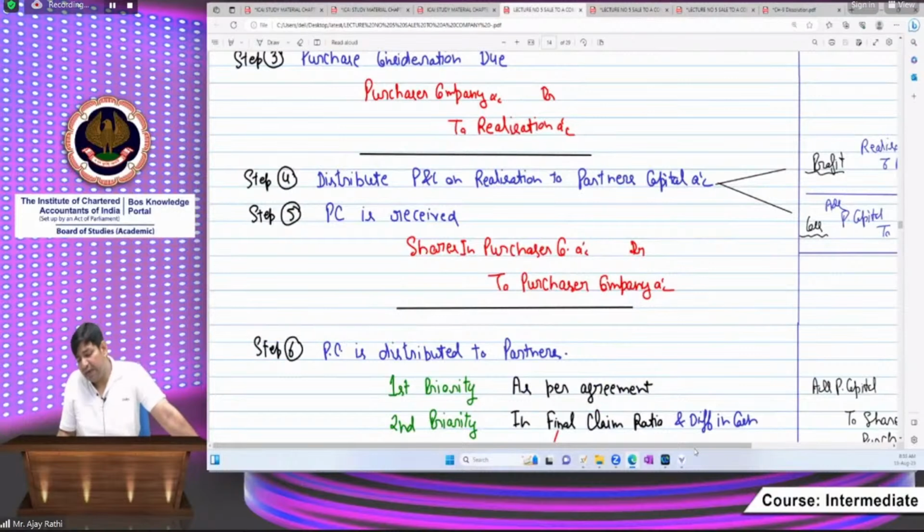Step number five, receive the PC. Step number six, distribute the PC. So first, step number five, receive the PC.